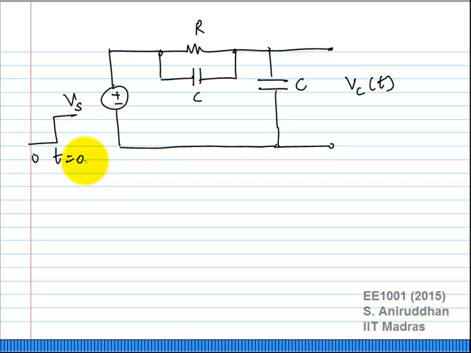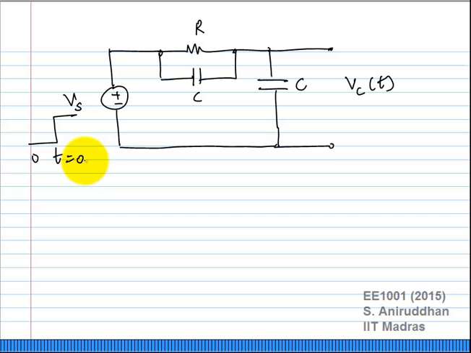First order. Why? It is not the same current. Why is it the same current? The current through the two capacitors is not the same because you have that resistor. Do you think it will lead to a first order or a second order equation?